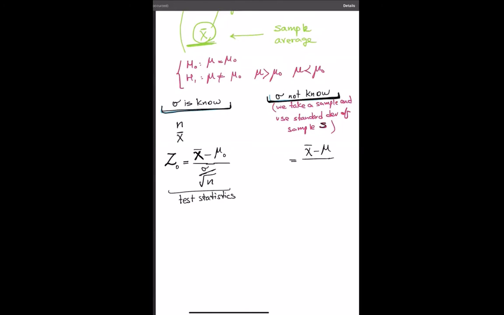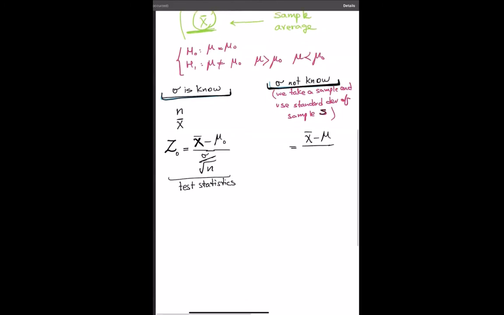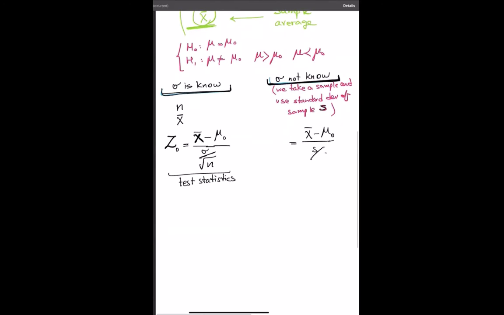Divided by? S divided by the square root of n. S divided by square root of n. And this is what we call T naught. Okay, so again, this is what we have as test statistics.